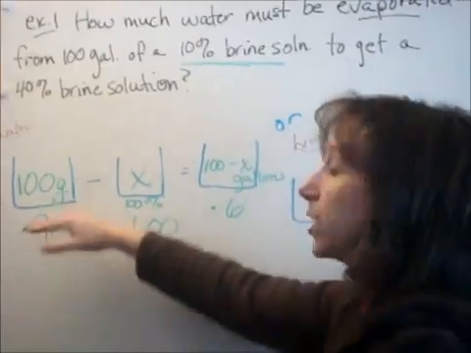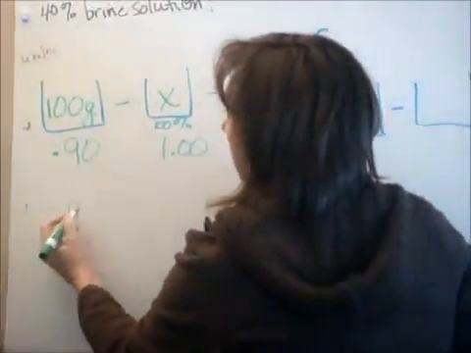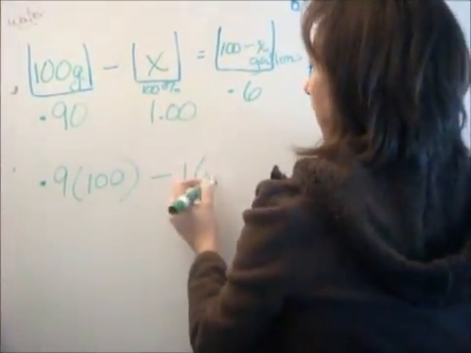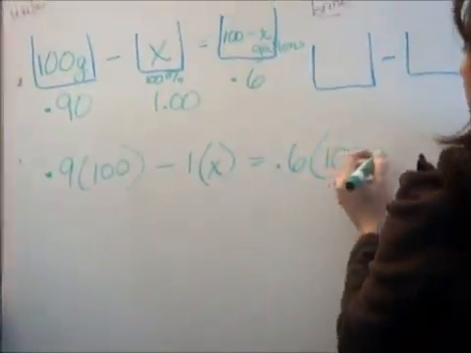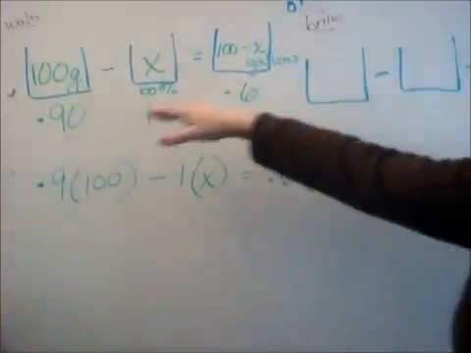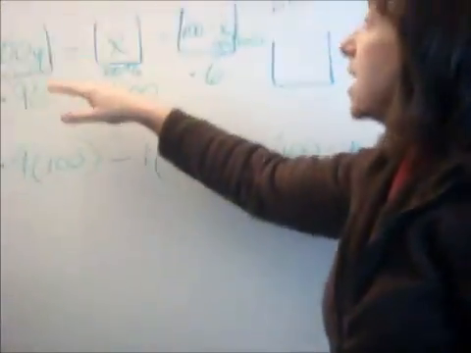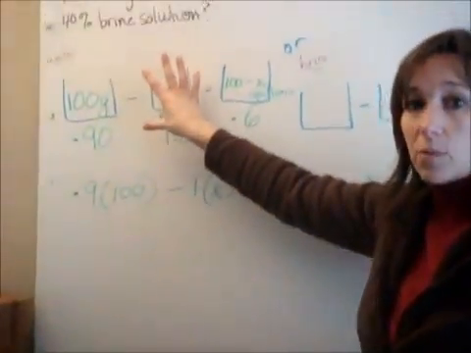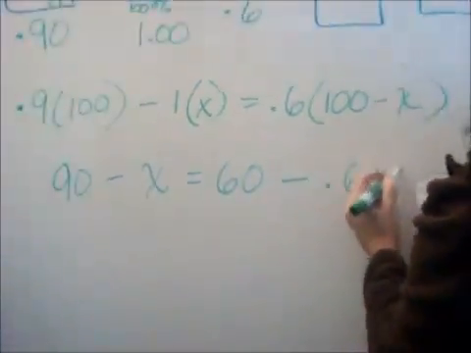We just need to multiply our 0.9 times our 100. There's only one variable, so we only need one equation. So we're going to take 0.9 times 100 minus 1, because it's 100%, times X equals 0.6 times 100 minus X. So we're just going to multiply the percentage times what's in it. Before we did the percentage times what's in it, and then we had a second equation, but we don't need the second equation because we only have one variable. So we're just going to multiply this out. We're going to get 90 minus X equals 60 minus 0.6X.